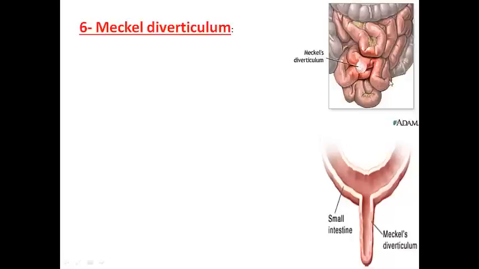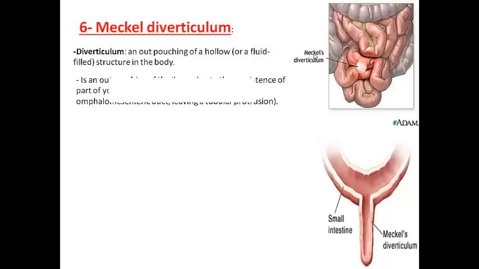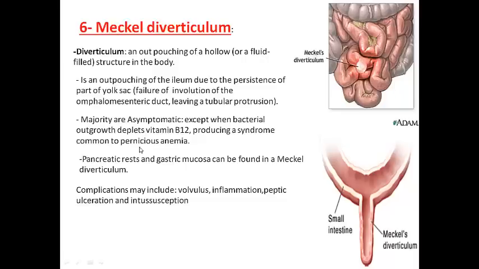Usually this diverticulum or this anomaly is going to be asymptomatic, but it can cause some complications. One of the most important complications is volvulus, inflammation, peptic ulceration, and intussusception. Another complication which might happen is bacterial outgrowth, which basically depletes vitamin B12 and produces a syndrome similar to pernicious anemia.